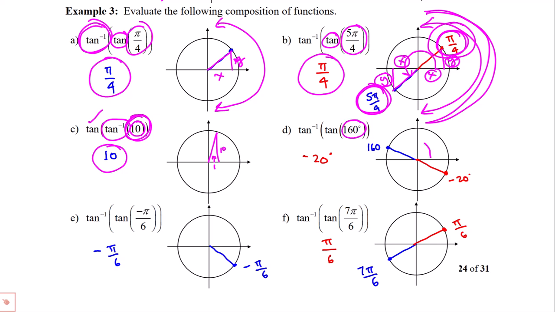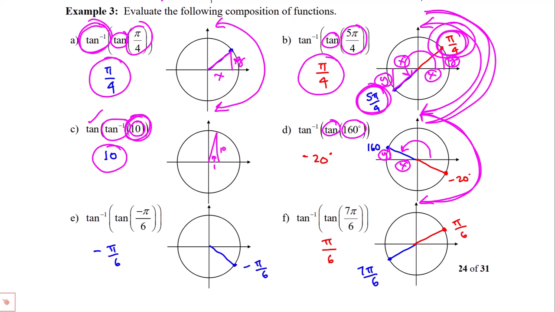160 degrees is in the second quadrant. That's dangerous because inverse tangent has to be between negative pi over 2 and pi over 2. Tangent is some y over some x. This is a positive y. This is a negative x. So that means tangent is negative.